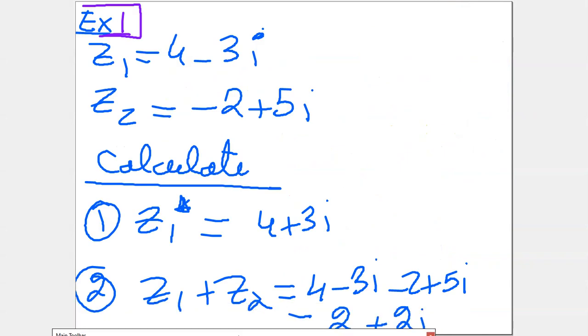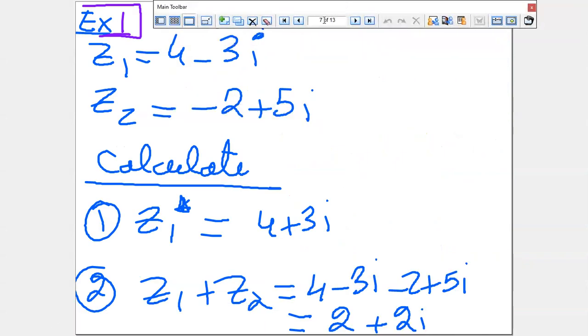More applications, guys. Given z1 is 4 minus 3i and z2 is minus 2 plus 5i. If I want to calculate z1 star, or the conjugate of z1, it's 4 plus 3i. The conjugate of z2 is minus 2 minus 5i. Now, if I want to add, we did it before, we add the real parts together, so 4 minus 2 is 2, and minus 3i plus 5i is 2i.